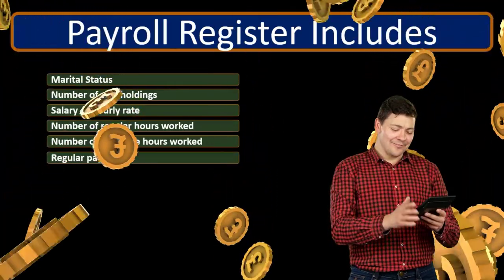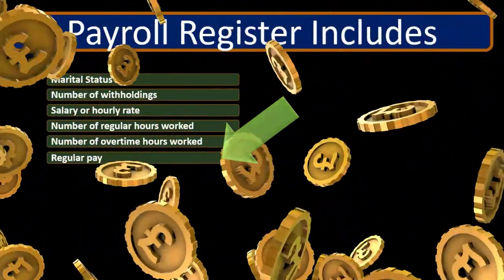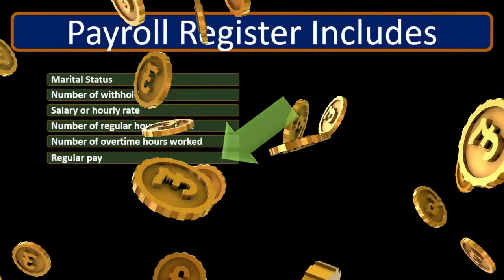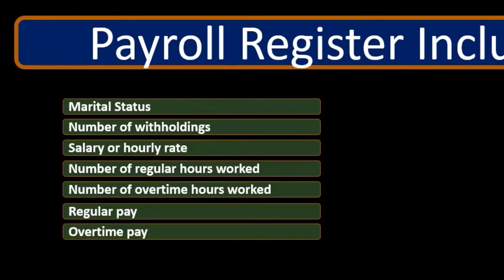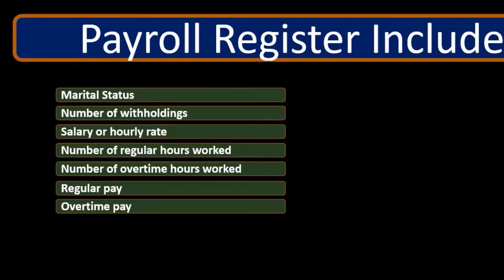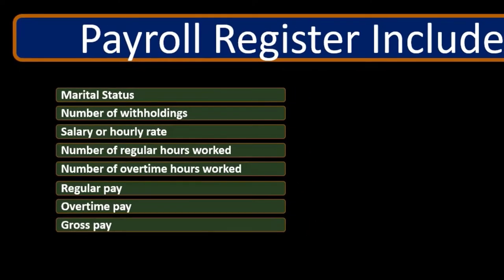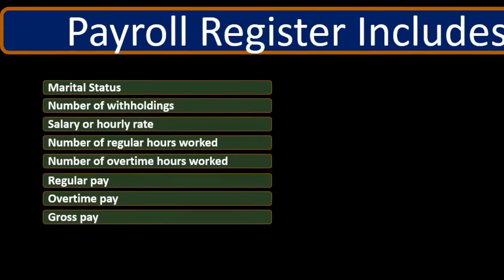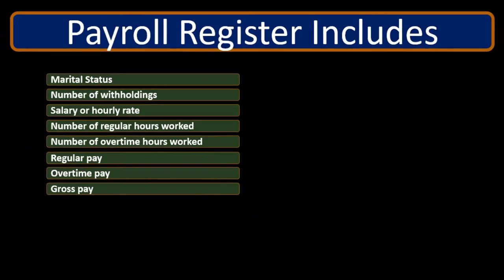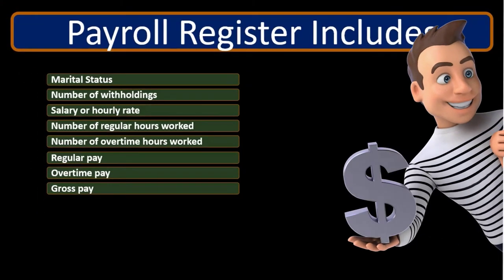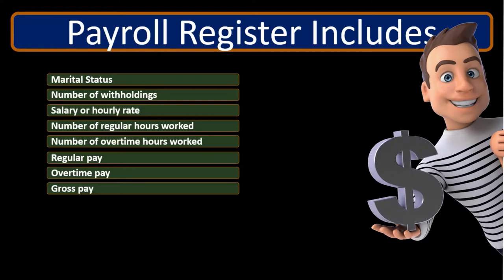Then we can calculate the regular pay, that being the regular pay rate times the regular pay hours. And we can calculate the overtime pay, that being the overtime rate, usually time and a half, 150% of the regular rate, times the overtime hours. Then we want the gross pay, which will include the regular pay plus the overtime pay, meaning the amount we would get if not for deductions, including taxes and other types of deductions.